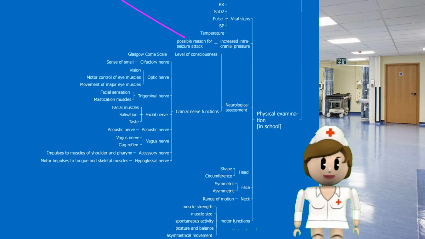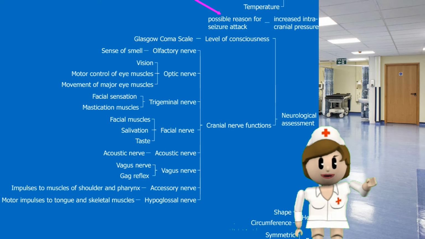The second part of assessment we can perform is physical examination, that includes vital signs, neurological assessment, the head, the face, the neck, motor function, and also intracranial pressure. Talking about neurological assessment, we can assess the level of consciousness by using Glasgow Coma Scale. Also, we should assess his cranial nerve function to make sure his brain is not traumatized after falling.